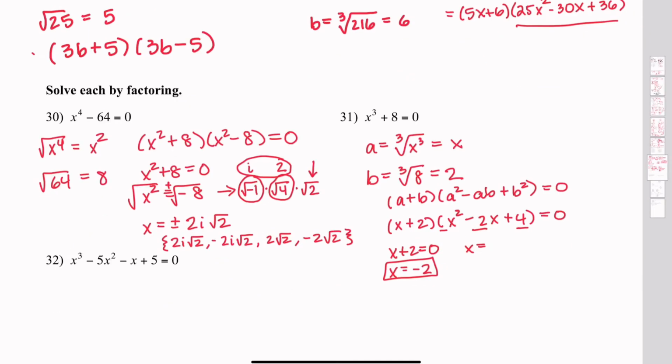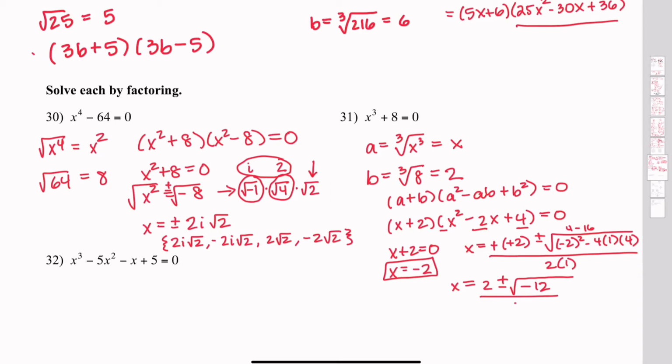Your negative b, so negative 2, plus or minus the square root of b squared, so negative 2 squared, minus 4 times a times c, all over 2a. Negative times a negative 2 makes positive 2, plus or minus. Negative 2 squared is 4, and negative 4 times 1 times 4 is negative 16. So 4 minus 16 is negative 12, and 2 times 1 is 2.